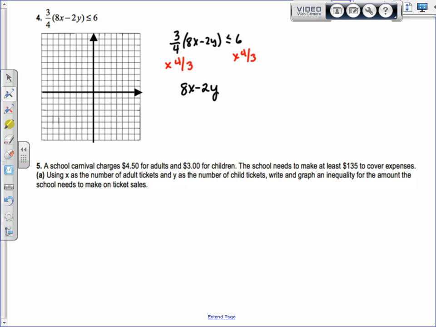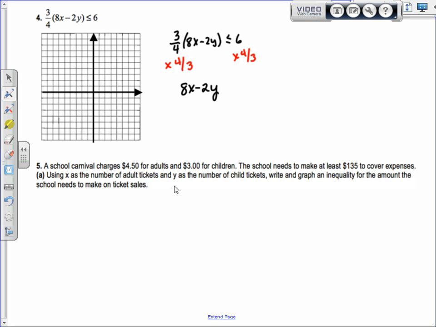A lot of people get confused on why the 3 or the 4/3 doesn't go into the 8x minus 2y as well. But think about numbers. If I had 2 times 3 times 4, you don't do 2 times 3 and 2 times 4 and then multiply them together, right? That's not the distributive property. 2 times 3 times 4 is 24, right? 2 times 12, 24. It's not 6 times 8, 48. So you don't multiply it into both the 3/4 and this. You see what I'm saying?